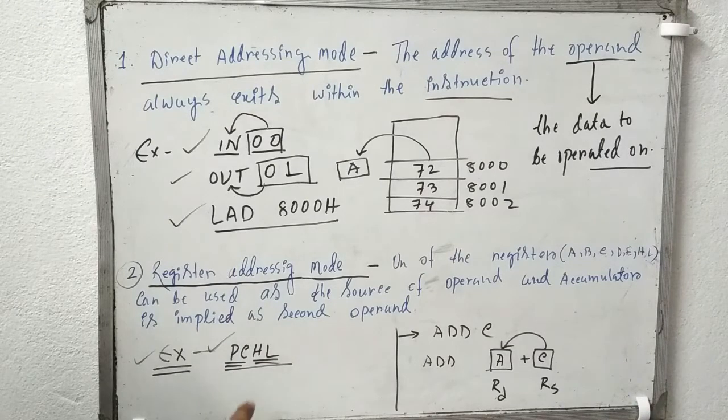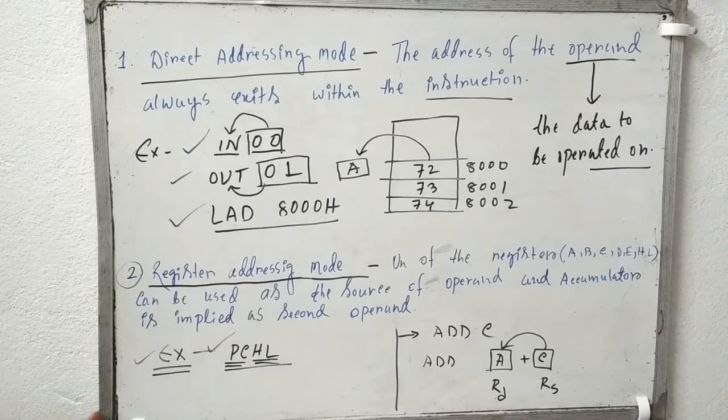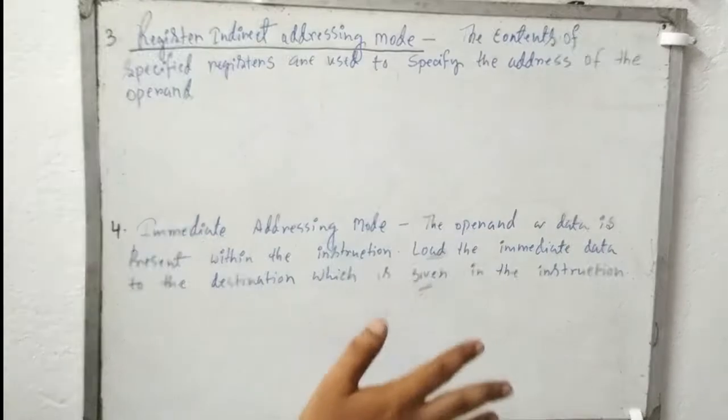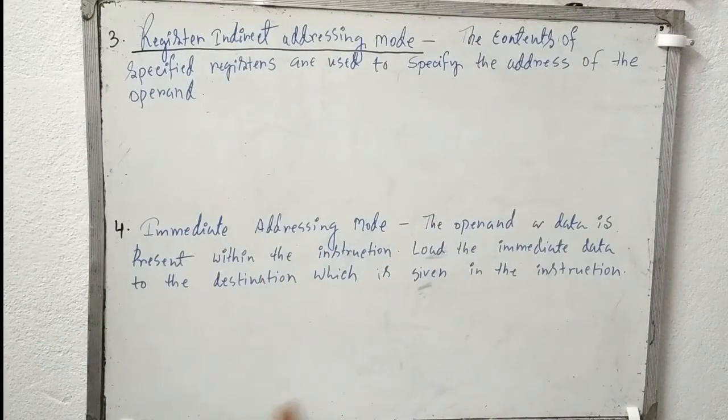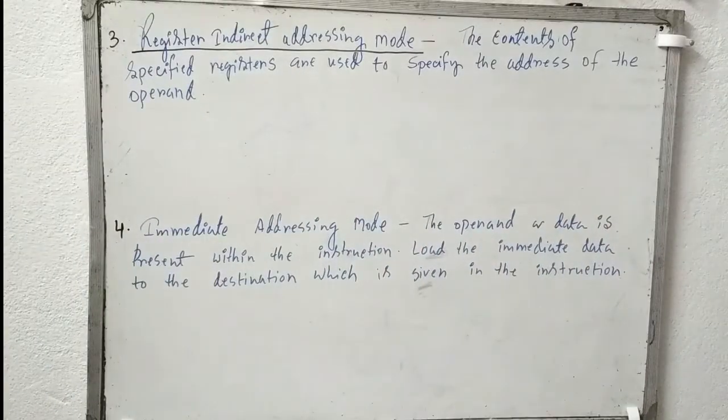Okay, so those were the two addressing modes, direct addressing mode and register addressing mode, along with their examples. Our next addressing mode is register indirect addressing mode. So what is register indirect addressing mode? Here you can see the content of specified registers is used to specify the address of the operand.